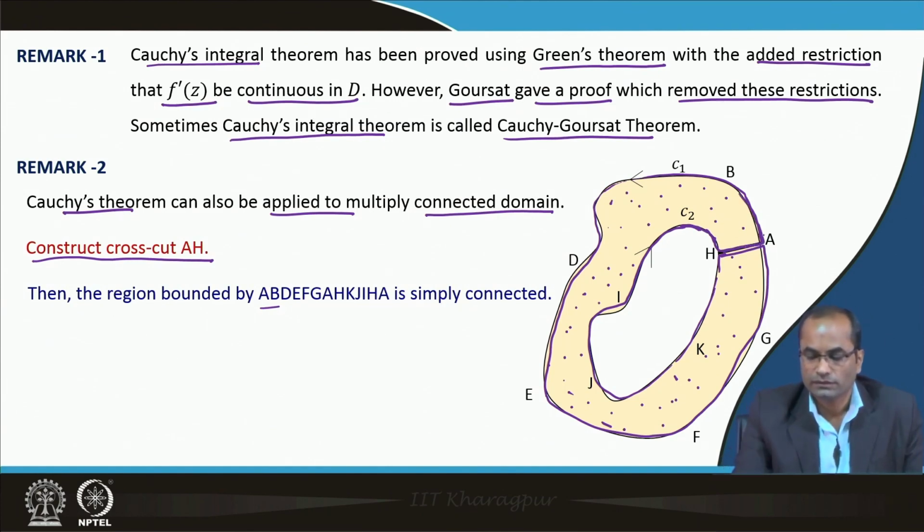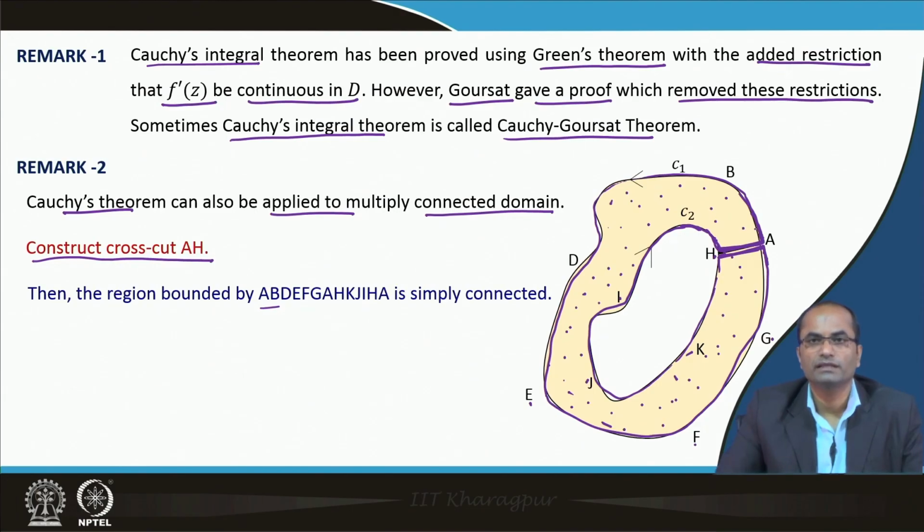So, now this here, starting from A and then getting back again to A. So, think about this region now. This region has become a simply connected domain. Which region? A, B, D, E, F, G, A, H, K, J, I, and H and A again. So, this has become a simply connected domain, and our function is for instance analytic in this domain.